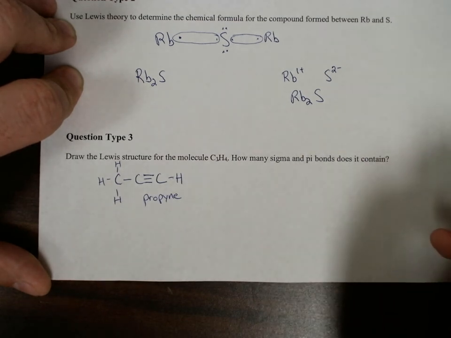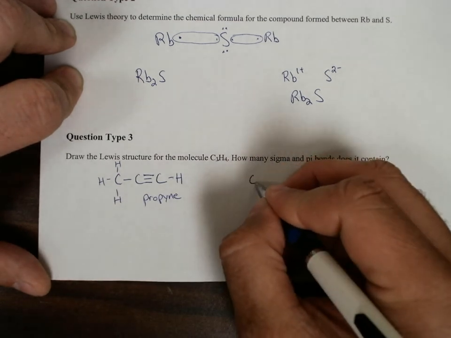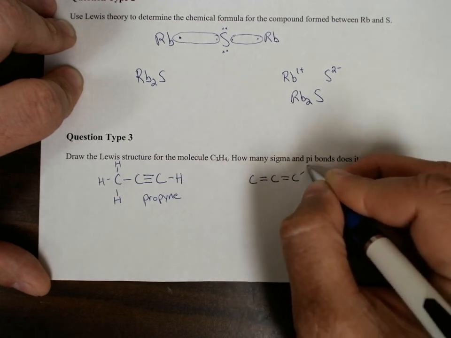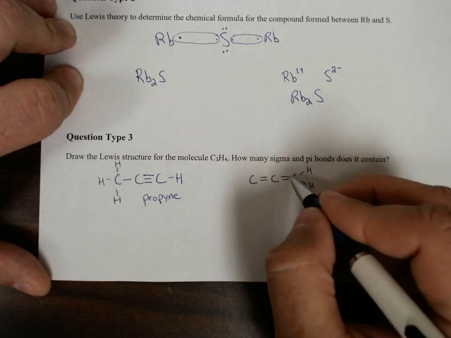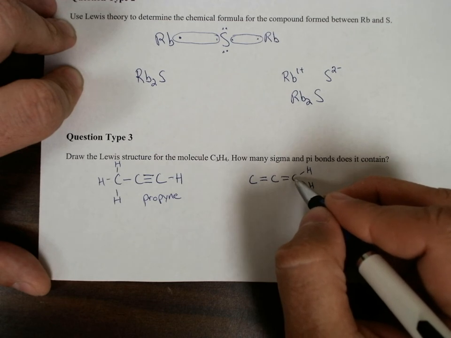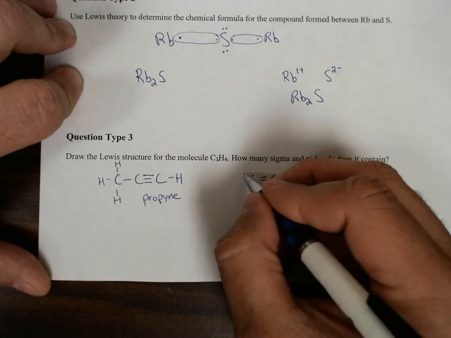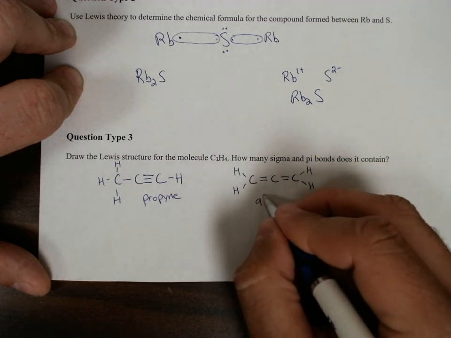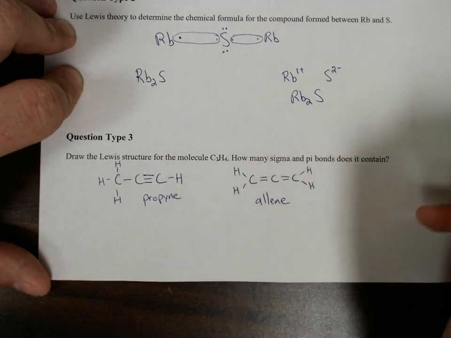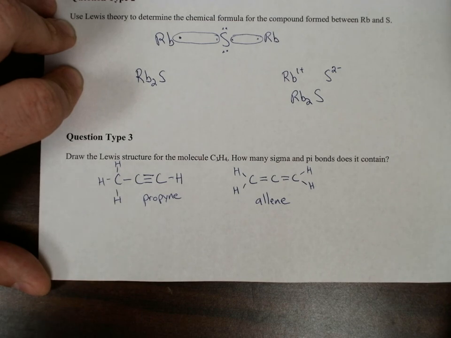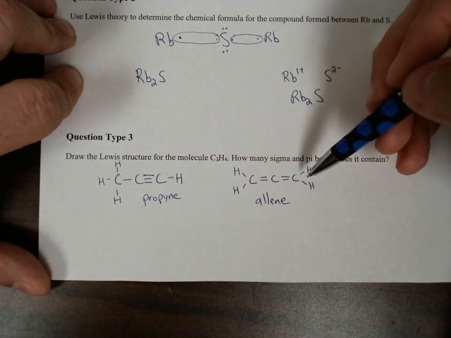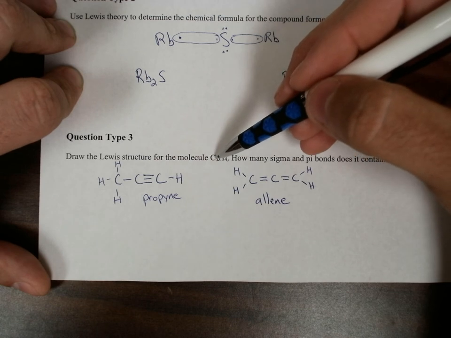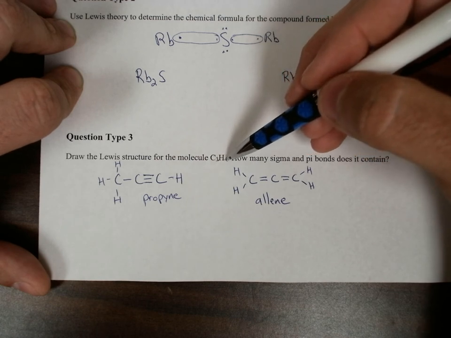We can also draw a formula where we have 2 double bonds connecting the 2 carbons to the central carbon, and each terminal carbon has 2 hydrogens. This is referred to as an allene, and you'll see this in organic chemistry. Either one of these is an acceptable Lewis structure for the molecule C3H4.